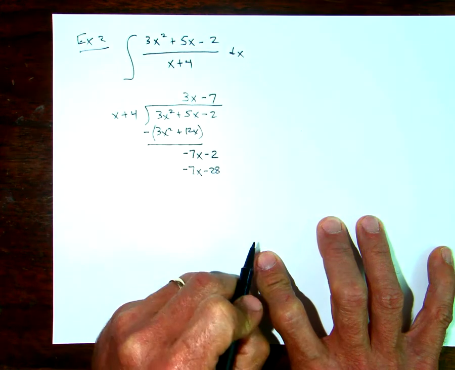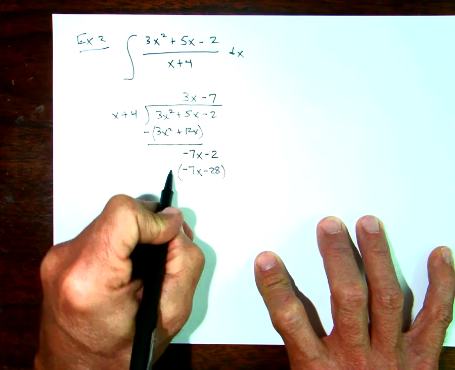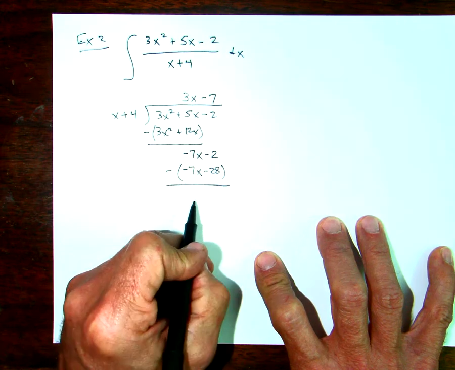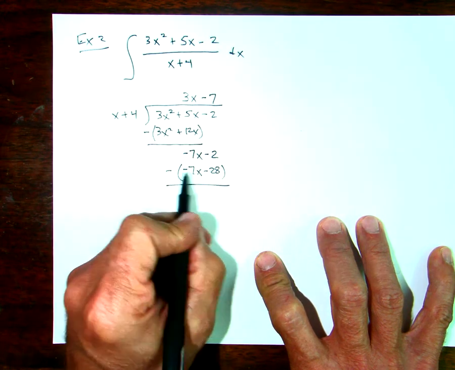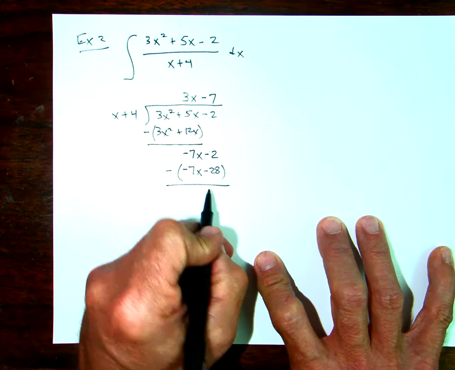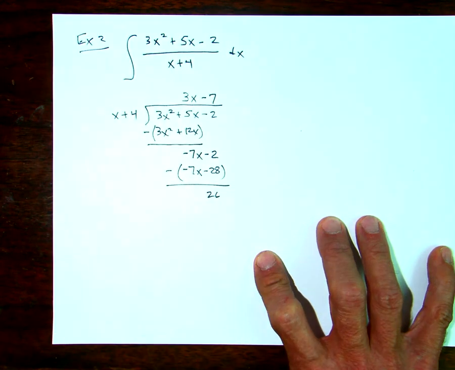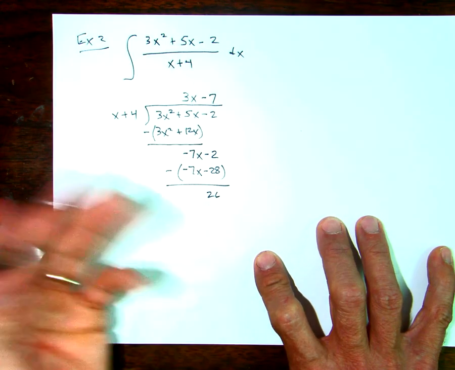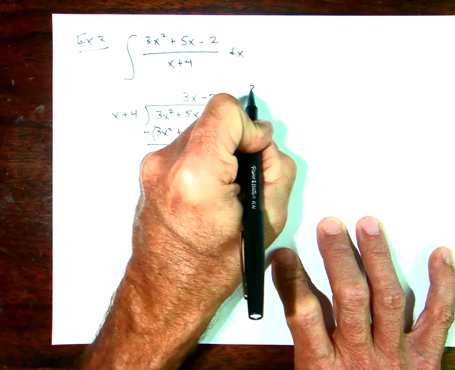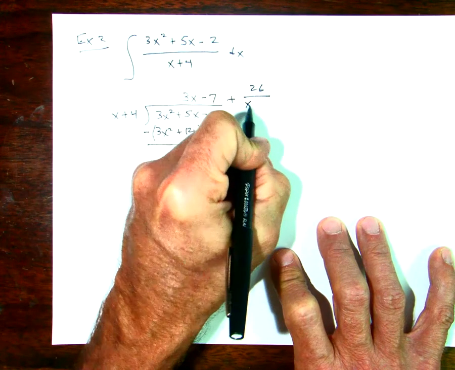And again, remember, I'm subtracting this whole thing, right? So negative 7x minus negative 7x is 0, and then negative 2 minus negative 28, right? Well, that's negative 2 basically plus 28, so that's going to give me 26. So what do I do with the 26? Well, it's a remainder, right? So I can rewrite that as plus 26 over x plus 4.